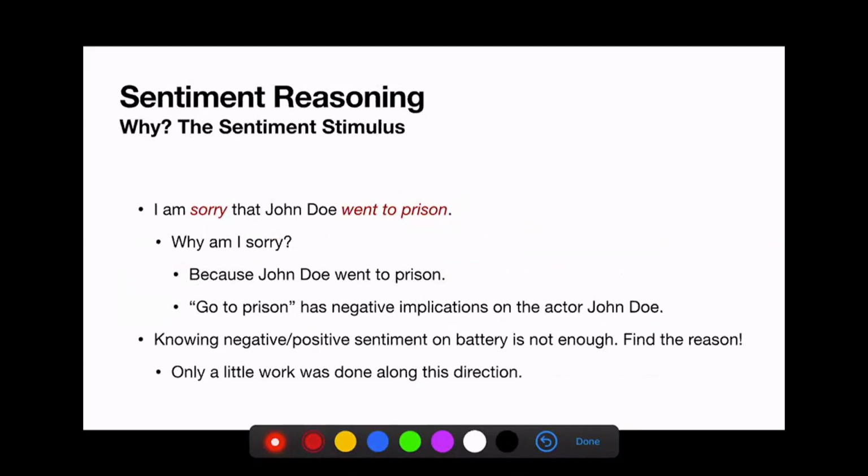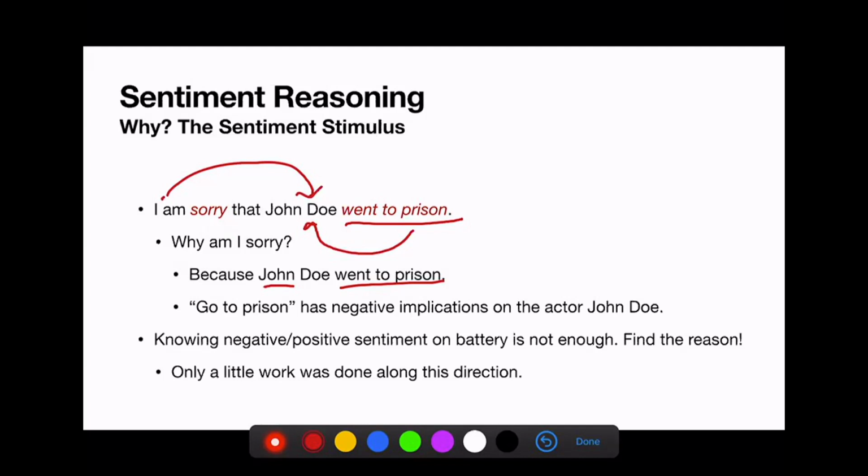Consider this example: I am sorry that John went to prison. Now in this sentence, if I ask the system, tell me why am I sorry, the system should infer that John went to prison, and going to prison has negative implications on the actor. Okay, so going to prison is negative for this person, and I am sorry for this person. So I am sorry because John went to prison, and going to prison is negative. So this kind of sentiment reasoning is rudimentary in this field.